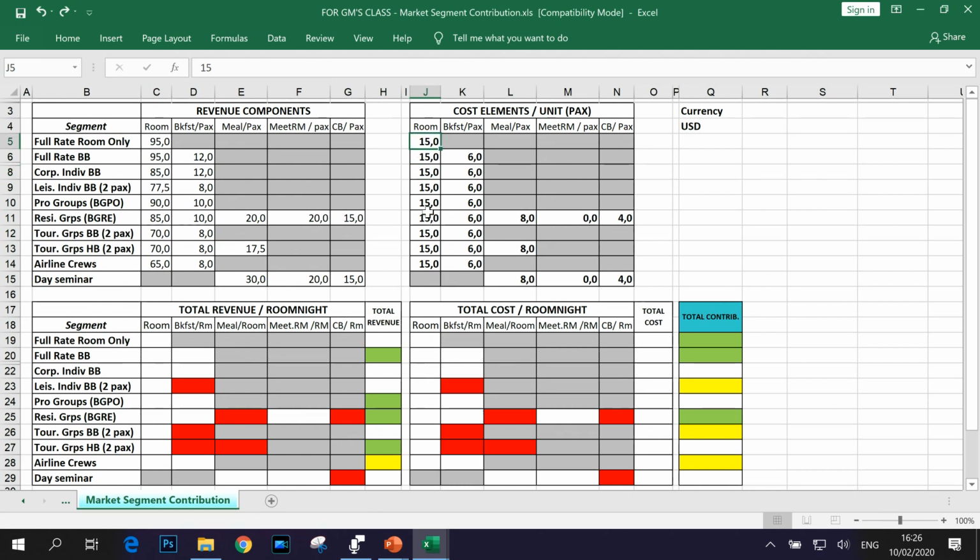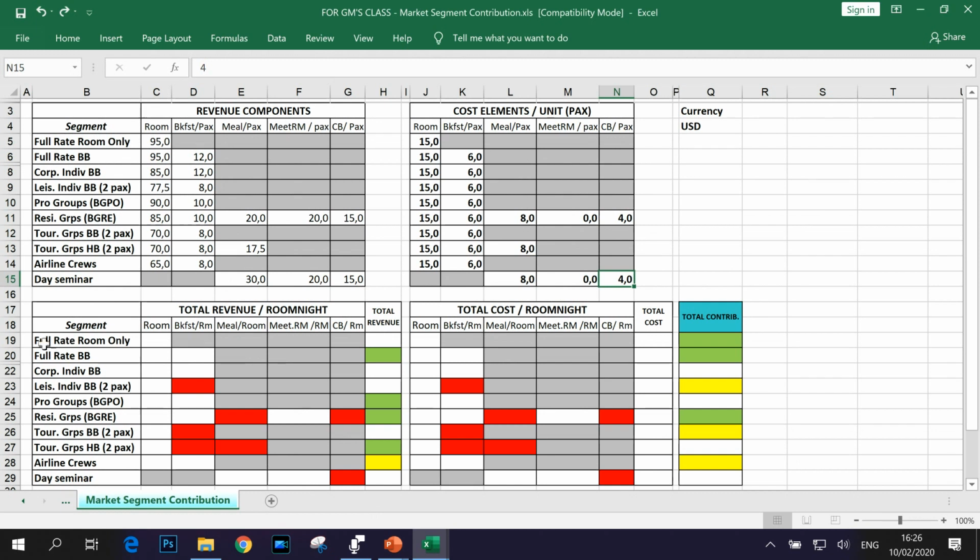There's no difference in terms of cleaning cost. So $15 US to clean one room, and then we have $6 to serve one guest for breakfast, and $8 for lunch and dinner. And then a meeting room usually has a zero cost in terms of the variable cost. Of course, there's some fixed cost, but we do not count that on this occasion. And there's a coffee break, which is around $4 US. Now this is per pax. We want to calculate what would be the revenue and the cost per room, per booking.